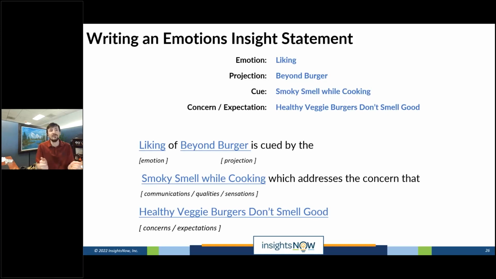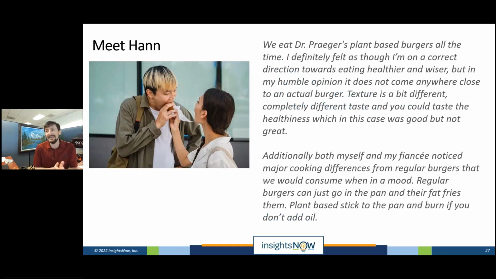Now I've got all the pieces and parts to understand how to take action against that. I can improve the smell. I know smoke character matters for Maggie. I can talk about how the aroma of this product is much more improved, and it's still healthy, and so forth. All right. Next one, let's talk about Han.